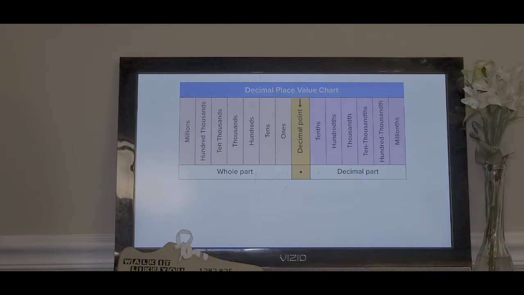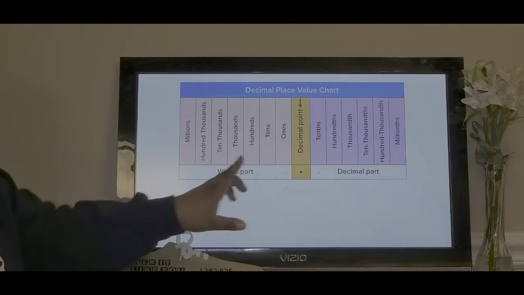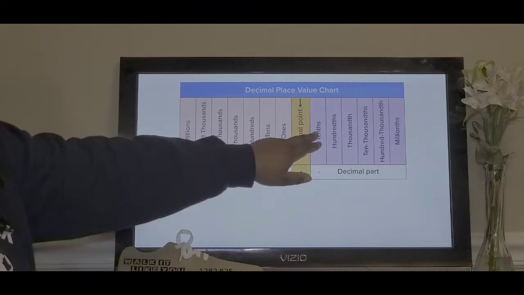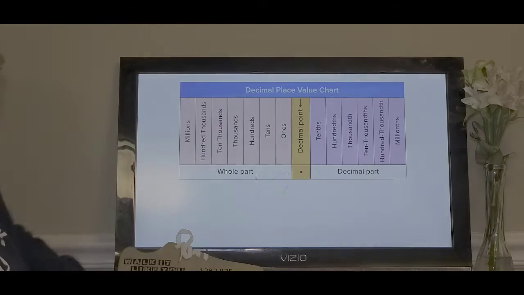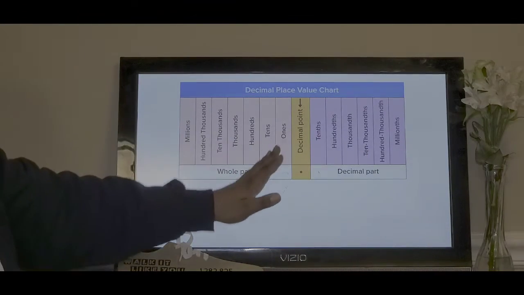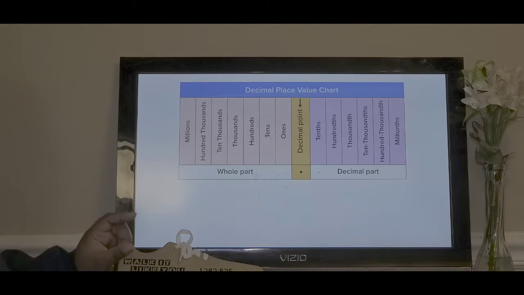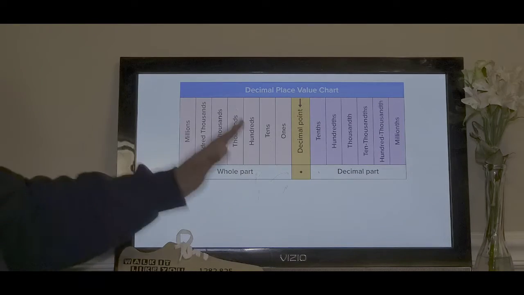All right. So just to help us refresh our memories, here is a decimal place value chart. Anything that is to the right of the decimal has the THS at the end: tenths, hundredths, thousandths, ten-thousandths, etc. And anything that is a whole number, the whole part, is to the left of the decimal: ones, tens, hundreds, thousands, ten-thousands, etc.